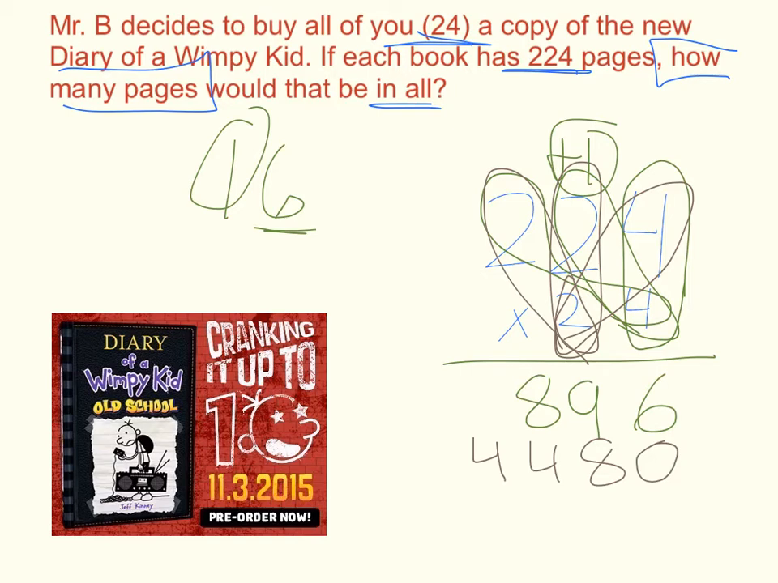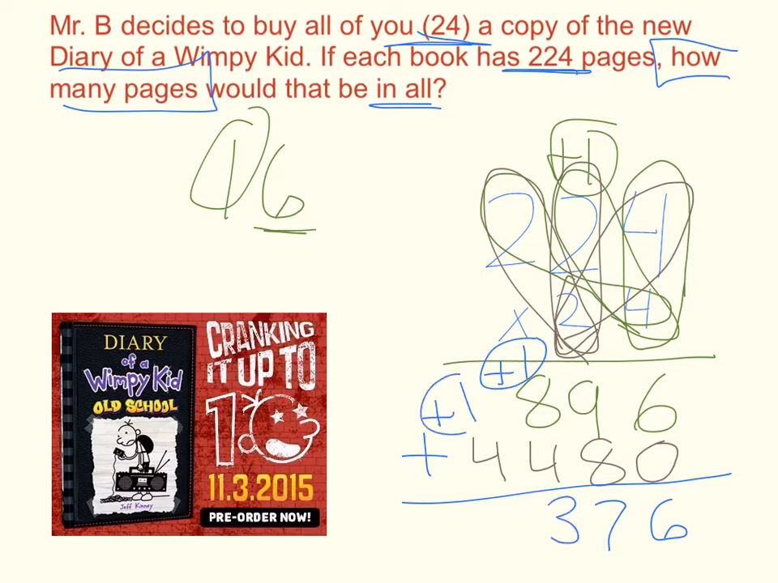Well, my final step, I need to add these up. 6 plus 0 is 6. 9 plus 8 is 17. 1 goes down. Carry the 1. 1 plus 8 is 9. Plus 4 is 13. 3 goes down. 1 goes up. And that would give me 5. So, with our class set of Diary of a Wimpy Kid, that would be exactly 5,367 pages. And it's important to include my label there.